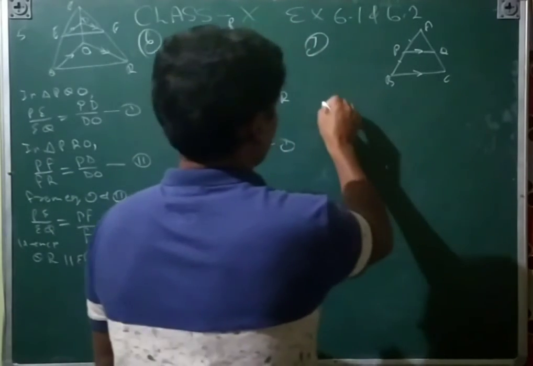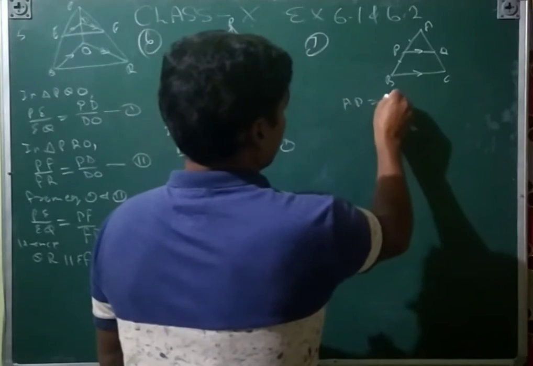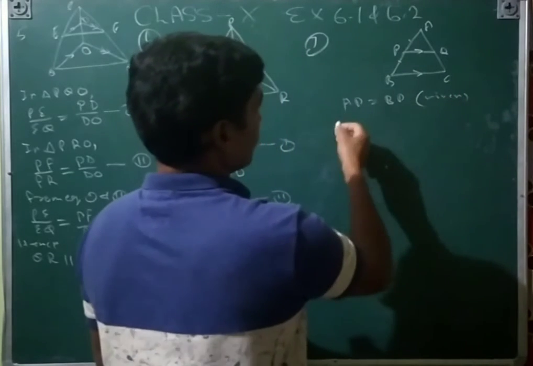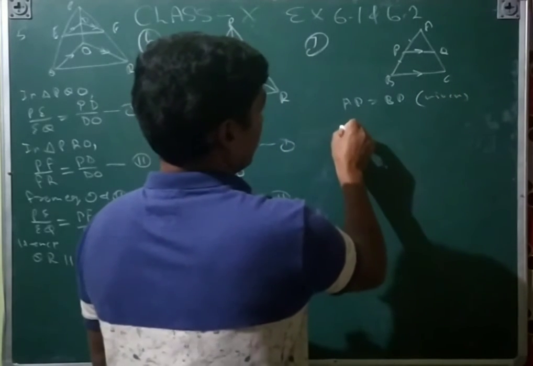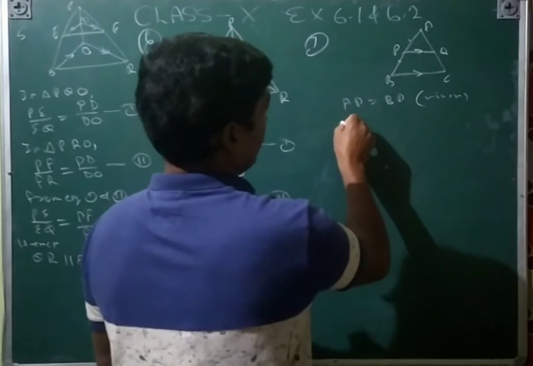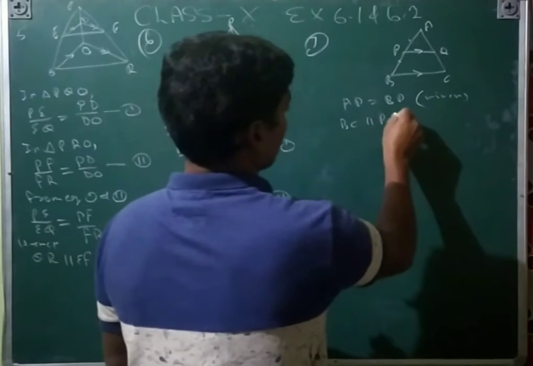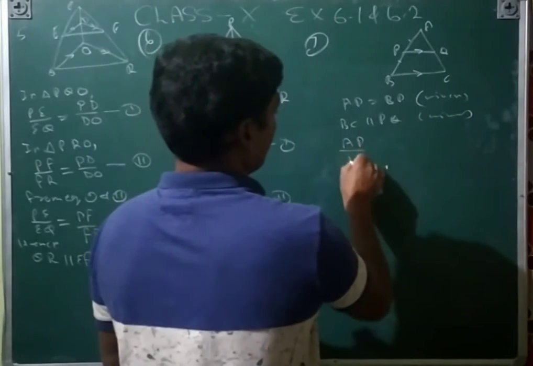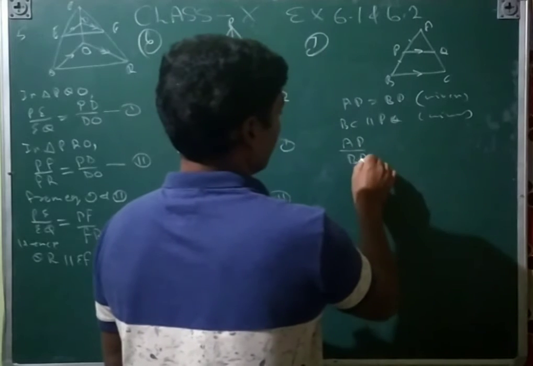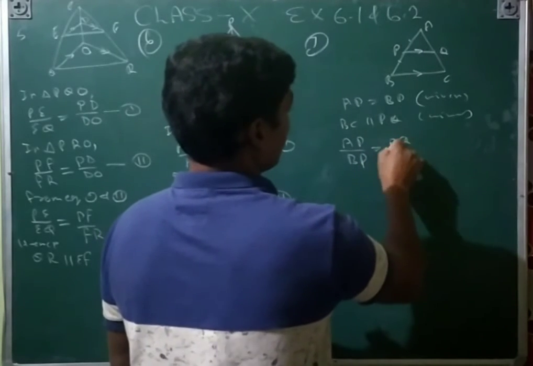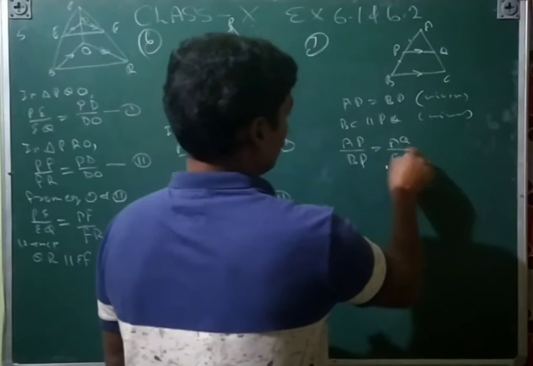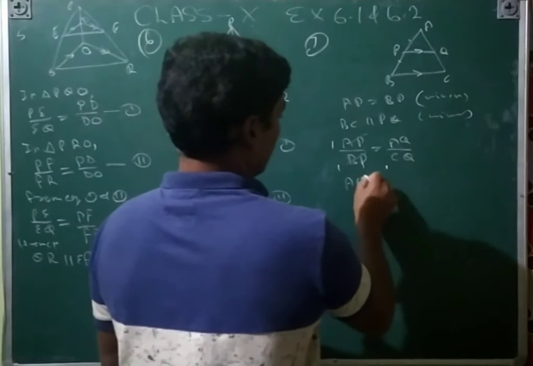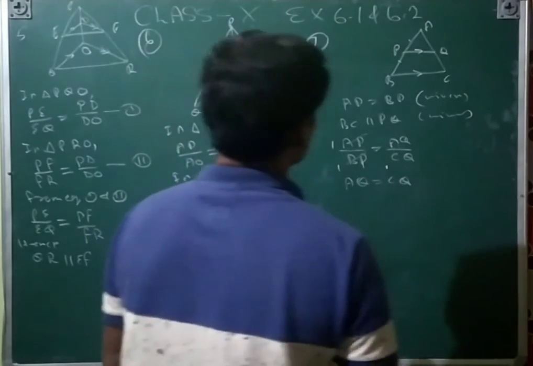So here very simple. AP is equal to BP is given. We know that BC parallel PQ is also given. So AP upon BP is equal to AQ upon CQ. So that will be cancelled because both are equal. So by cross multiply, AQ is equal to CQ.